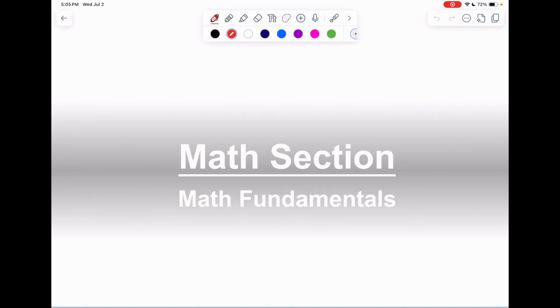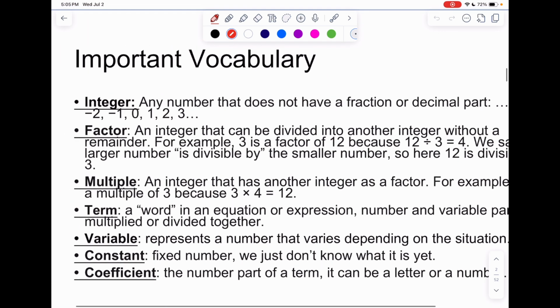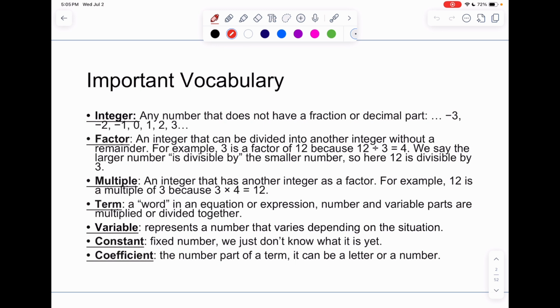Hello there, getting ready to jump into some math fundamentals together. Let's do it. Okay, let's first jump in with some important vocabulary.